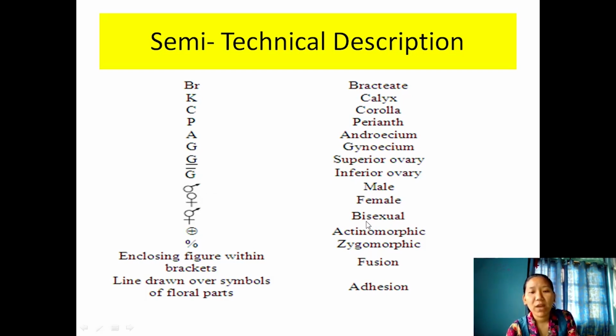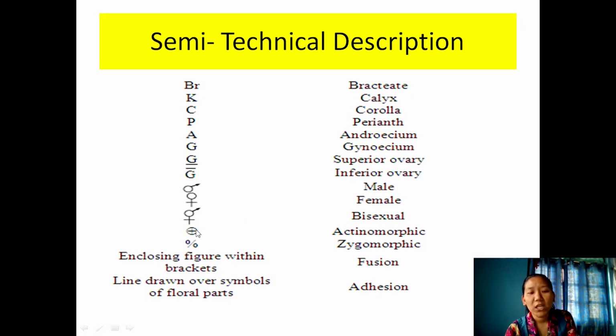If the flower is bisexual, that is, both androecium and gynoecium are present on one flower, the flower is bisexual, and you show a symbol like this. If there is only androecium, the flower becomes staminate or a male flower, and the plant also becomes a male plant. We show it like this, and if it is female, we show it like this, and if it is bisexual, we show it like this.